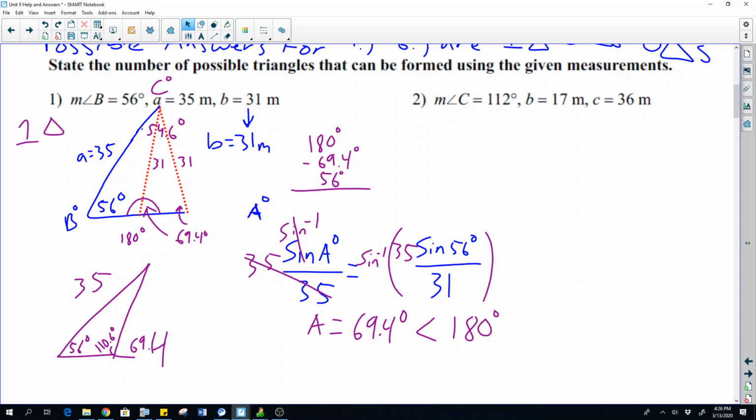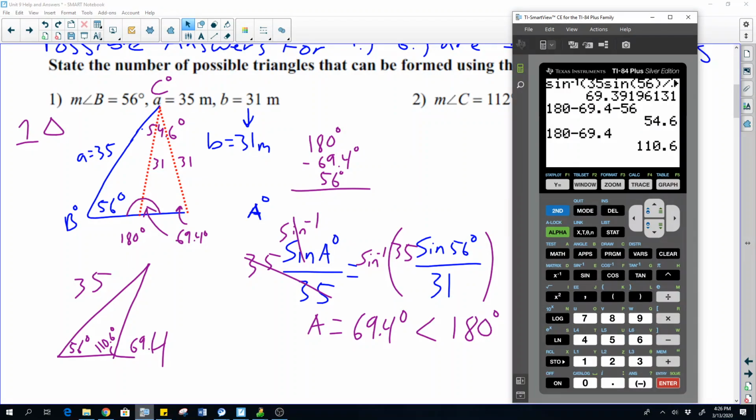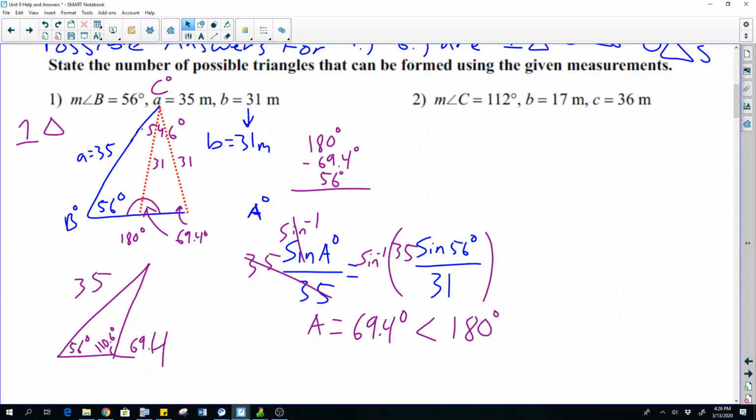Now we do 180 minus both of those to get that really, really small angle. So 180 minus 56 minus the 110.6 we just found, the big wide obtuse angle, gives us 13.4. So now we have another angle C, call it angle C prime.